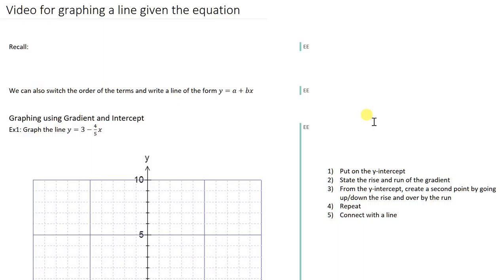Alright, so today we're going to take a look at how to graph a line when you're given an equation. We're going to look at two strategies, one where we use the gradient and the intercept, and one where we plot 2 points. Okay, so just a quick refresher.